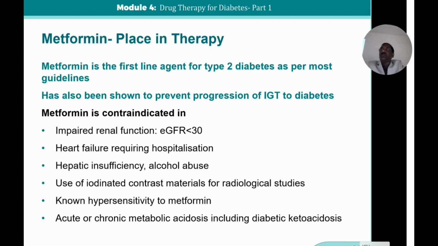So what is the place in therapy? Metformin is a first line agent for type 2 diabetes as per most guidelines. It has also been shown to prevent the progression of IGT to diabetes. That is an important point. The person need not be diabetic to start the metformin.